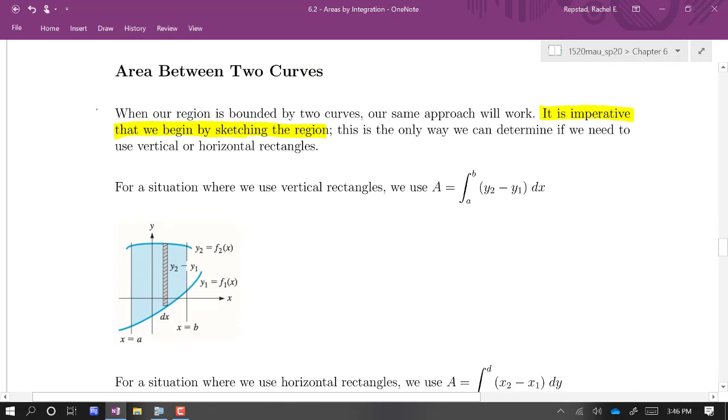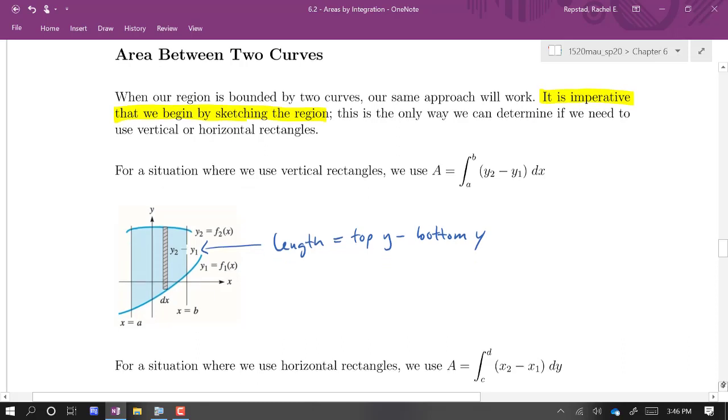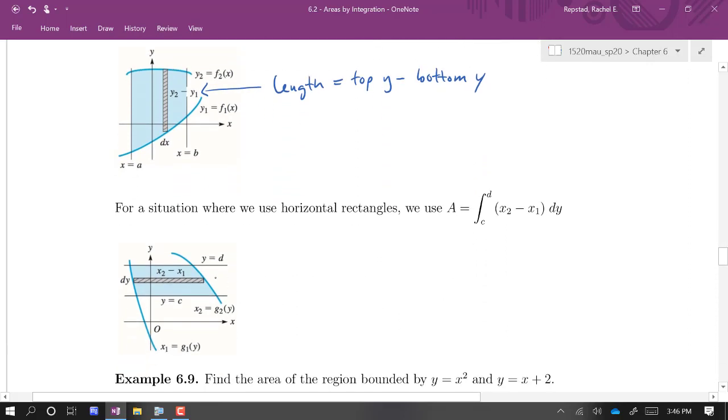When you're finding the length of a vertical rectangle, it is always, as we have said before, the top y minus the bottom y. Top curve minus bottom curve gives you a vertical length. If you've got a horizontal rectangle, you get a horizontal length by taking the right x minus the left x. In these cases, the right x and the left x are functions of y. And up here, the top y and the bottom y are y as a function of x. So we're always integrating x functions with respect to x, and y functions with respect to y.